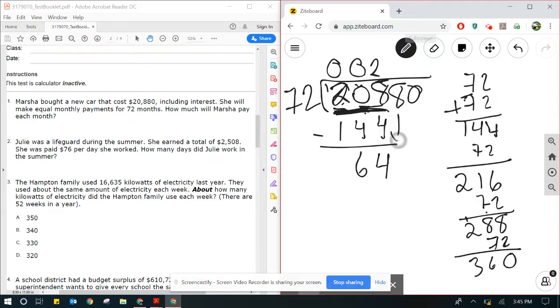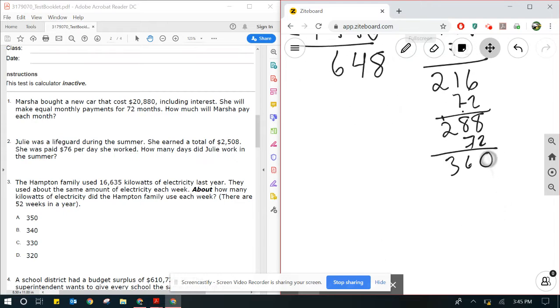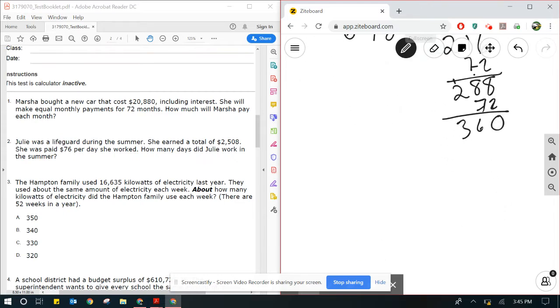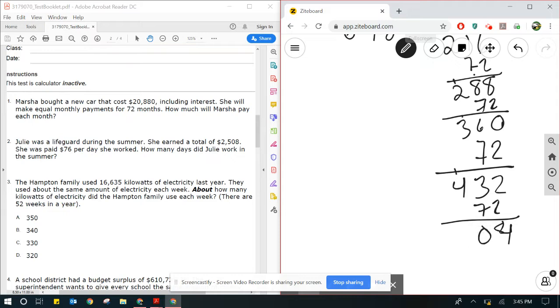Now I'm going to drop my 8. And I've got 648. So I'm going to have to skip count a lot here. I'm going to keep going down here and skip count. So I've got 72. This gives me 2. That's 13. Carry the 1. That's 4. Then 72 again. This gives me 4. 3 plus 7 is 0. Carry the 1 is 5.